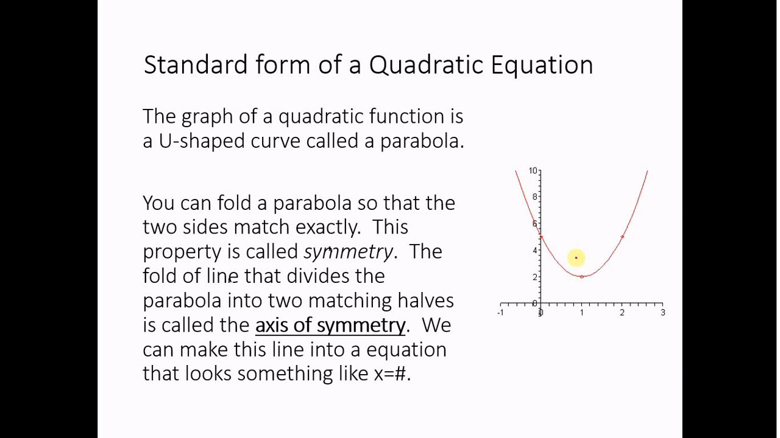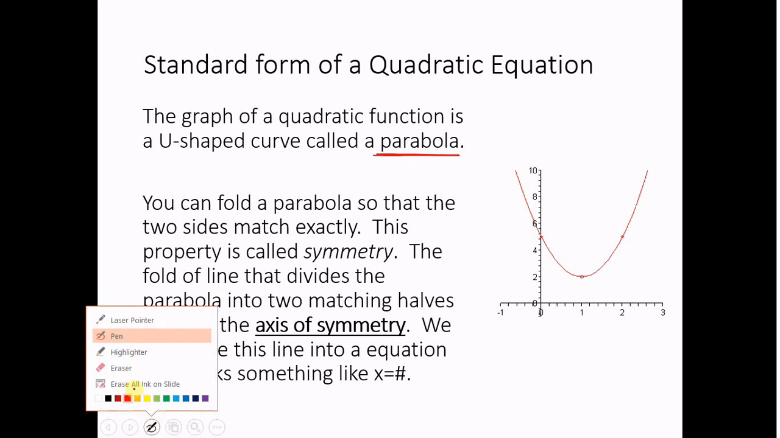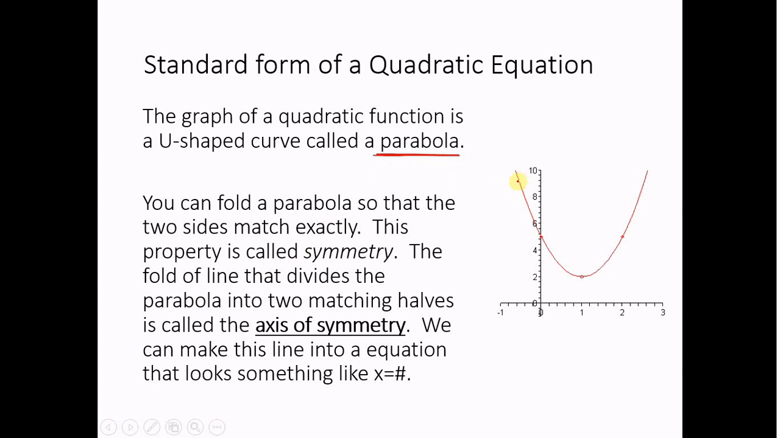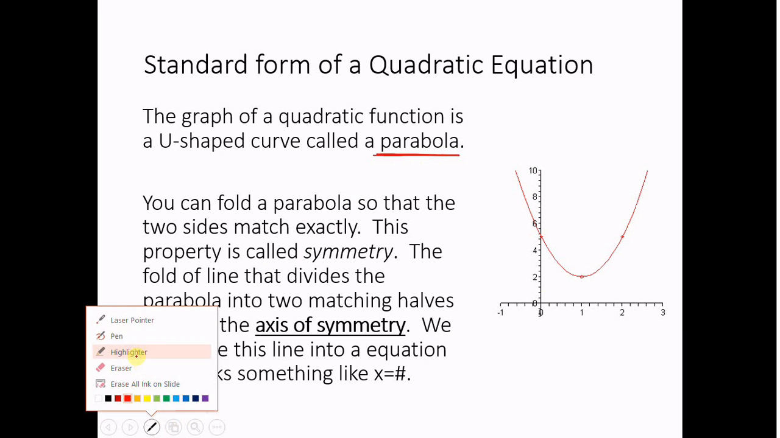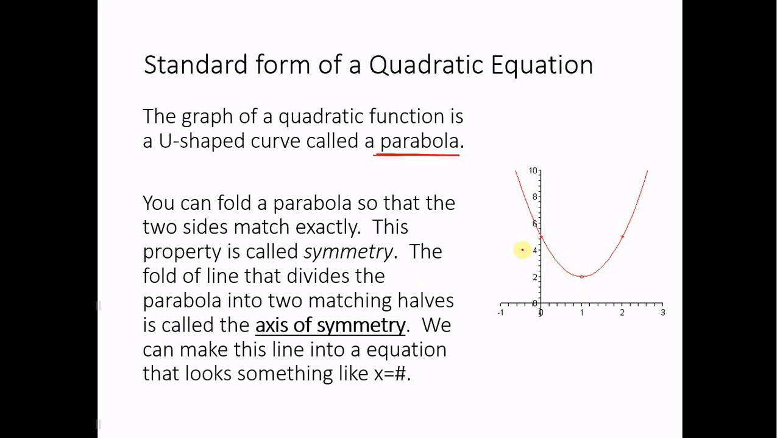Now, your graph is normally going to be U-shaped, and this is called a parabola. So that's the actual name for that kind of graph. If you notice, I have this U shape right here. It looks like a U, right? That is the parabola that we have. You can fold each parabola so that the two sides match exactly.